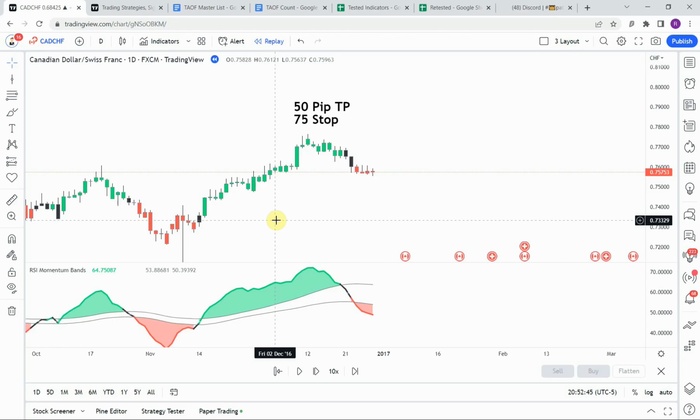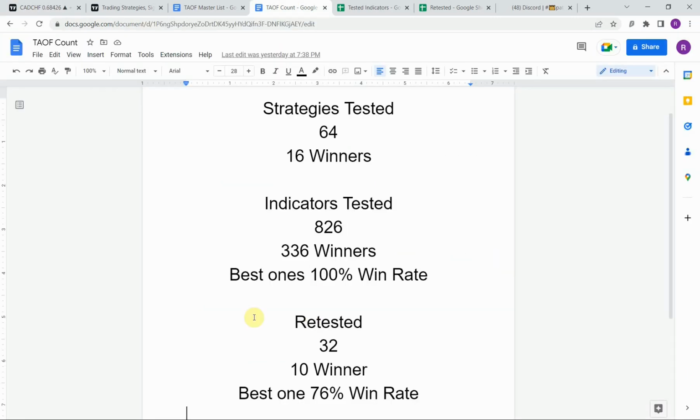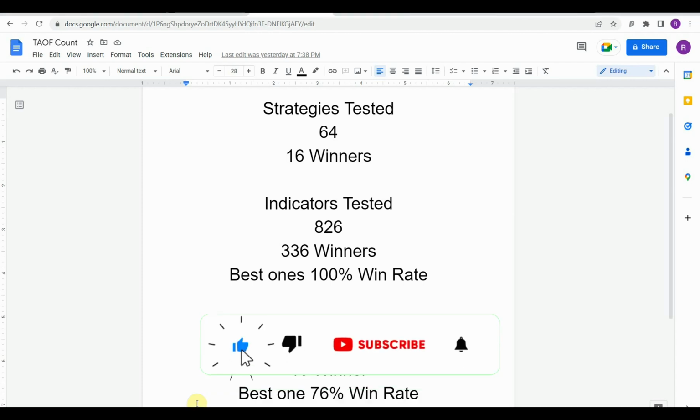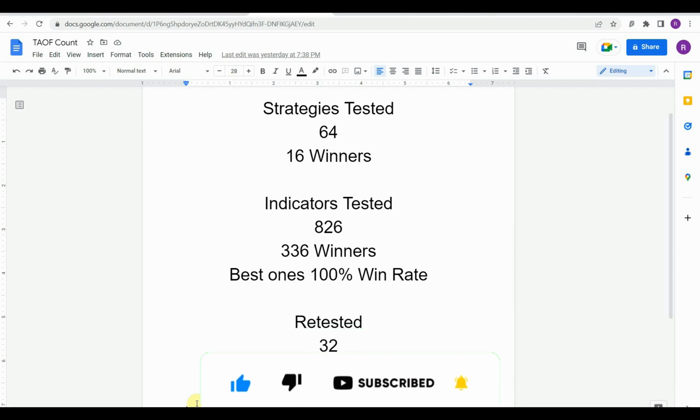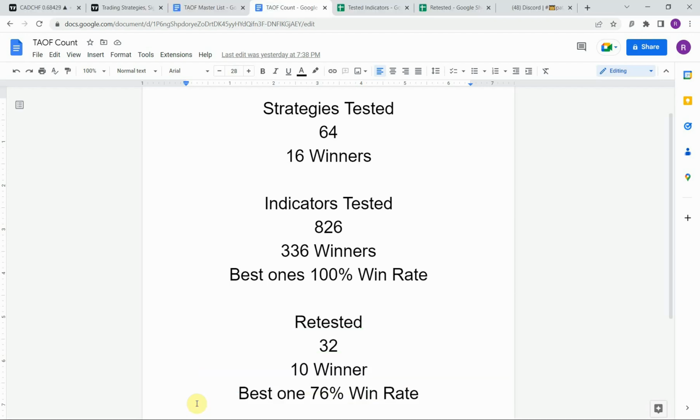Alright, as I said, today we will be testing the RSI Momentum Bands indicator. Before we do though, I wanted to put the testing scoreboard up for everyone to see. So to date, we have tested a total of 64 different strategies, with 16 of them being profitable. We've also tested a total of 826 indicators, with 336 of them being winners. The best ones so far were able to achieve a 100% win rate. Now you need to go back and watch those videos to understand the context of how they were able to achieve that. So go back and watch those videos and see what you can get out of those winning indicators.